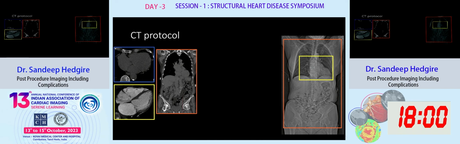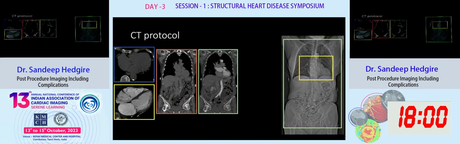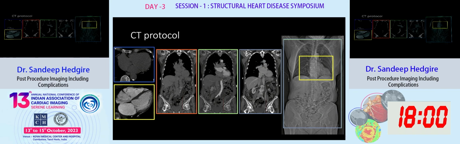So we obtain an ECG-gated CT, which is retrospectively gated, of the heart. Then we do a non-gated CTA acquisition of the chest, abdomen, pelvis, and that's followed by a 100-second delay. This 100-second delay is more for systemic complications. Sometimes you can pick up active extravasation.